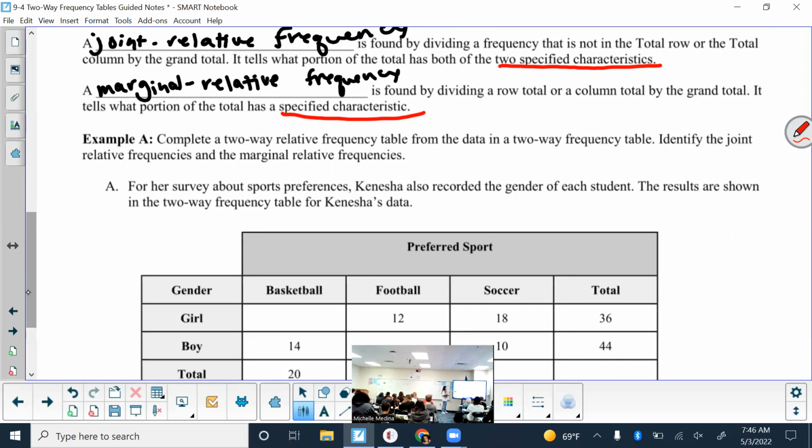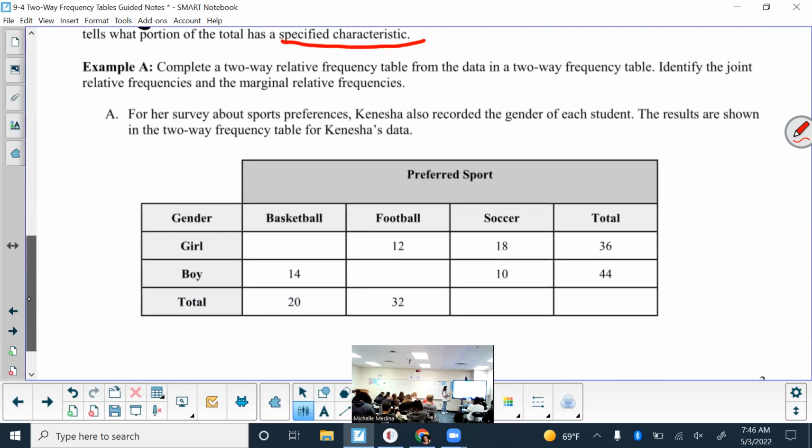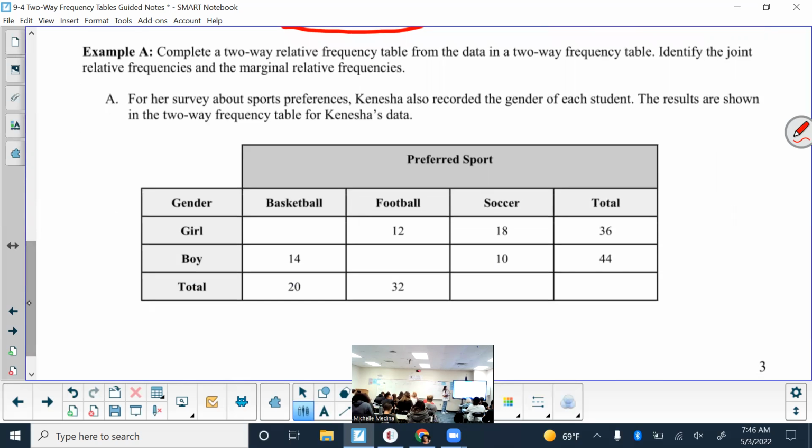All right, so here's an example about the same survey we just looked at, except now she's splitting it between girls and boys and whatever sport that they prefer. So first we need to complete the table. So let's complete it together. What can you complete first? How many girls like basketball? 6. And you can find it by doing 36 minus 18 minus 12 or 20 minus 14.